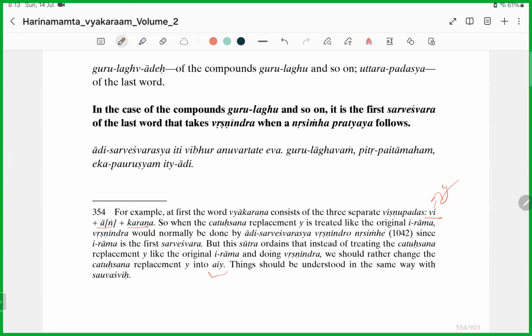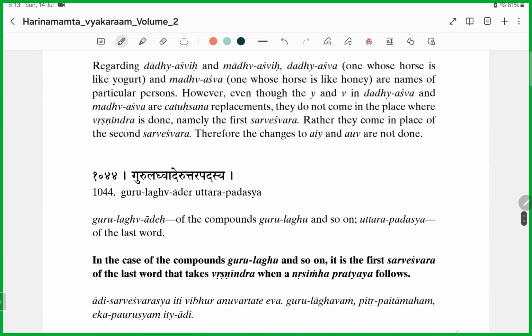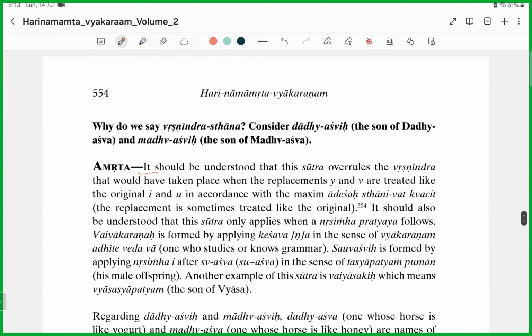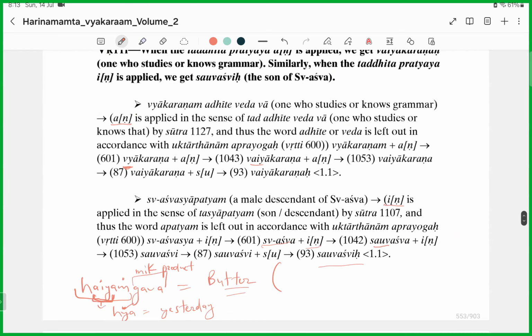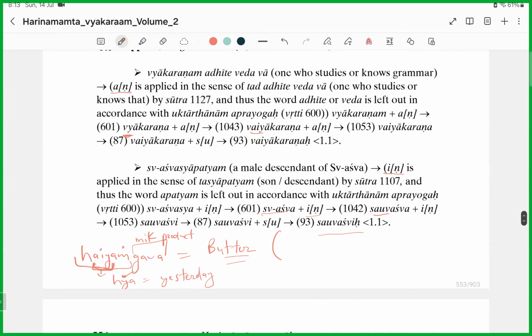Things should be understood in the same way with Sauvashvihi. So like that. Here also it's Swashva, and if we break it down, it is Su and Ashva. So this U which turned into Va, so this Va then turns into this.